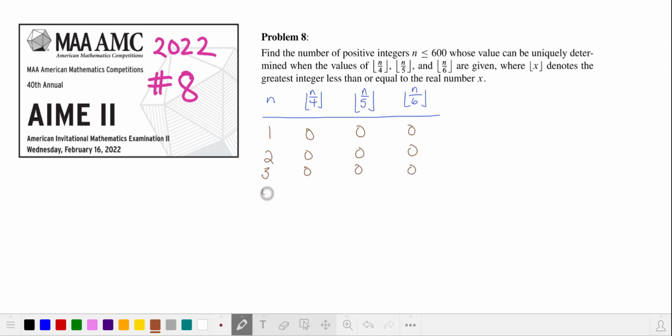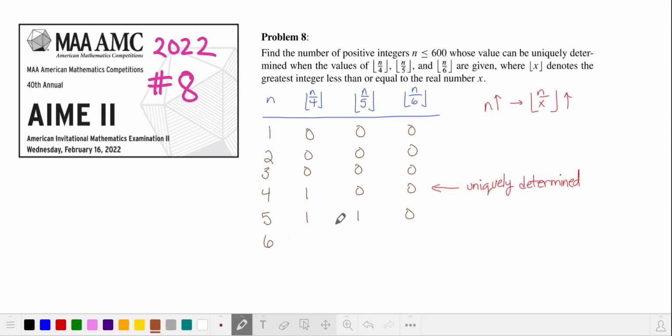We get our first change when n is equal to 4. The floor of 1 is just 1, and the rest of these are 0 again. When n is equal to 5, this floor is still 1, but this floor becomes 1. And for 5/6, the floor is 0. As n increases, our floor function will sometimes increase. So we have that n equals 4 is uniquely determined by these functions.